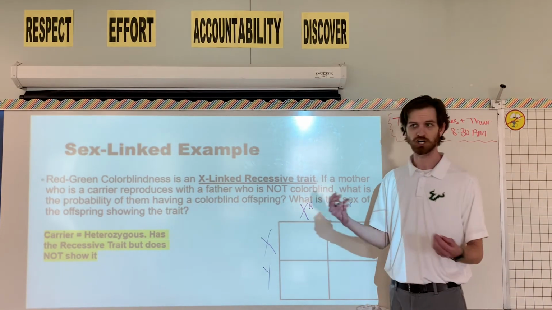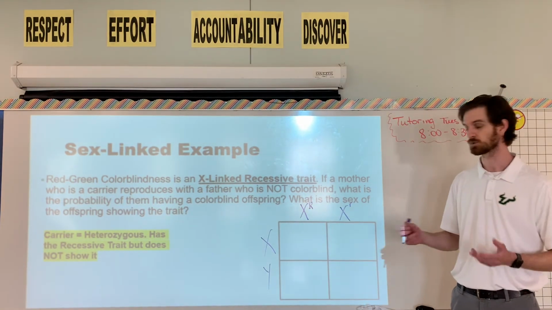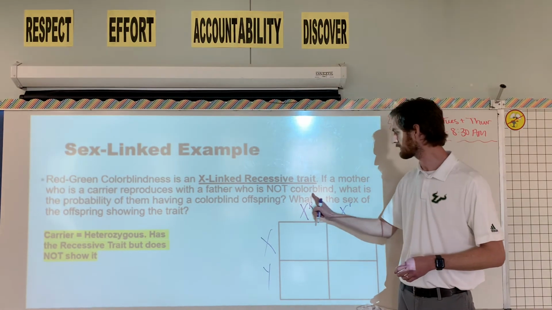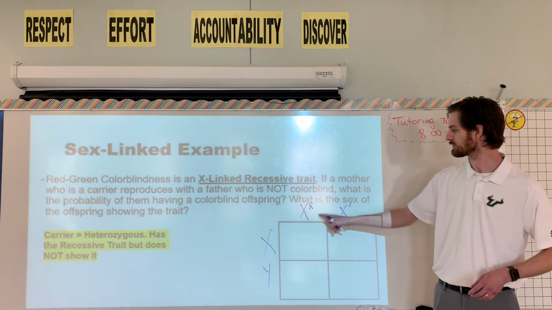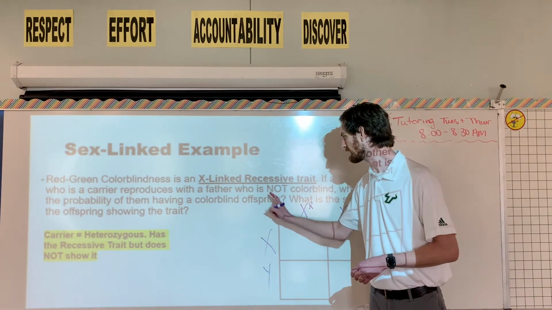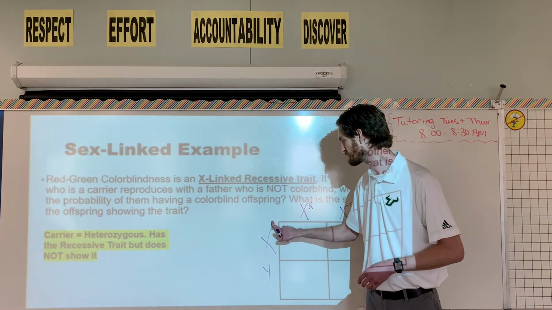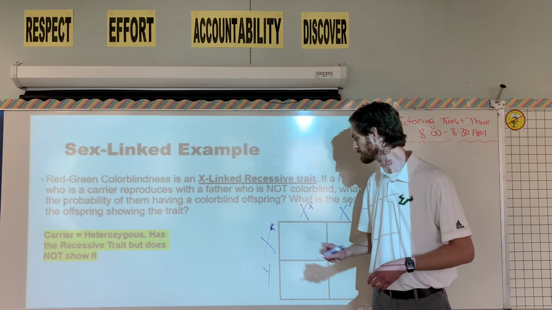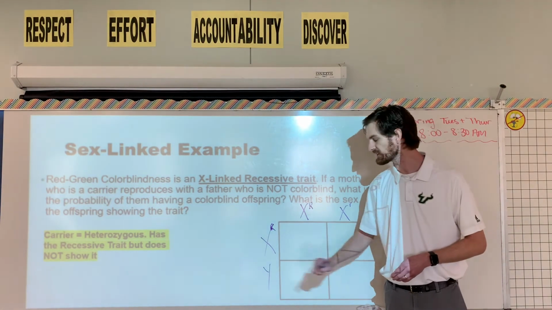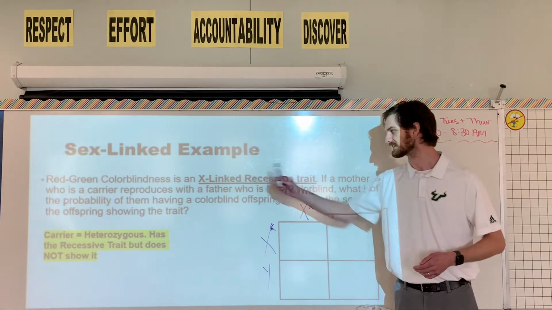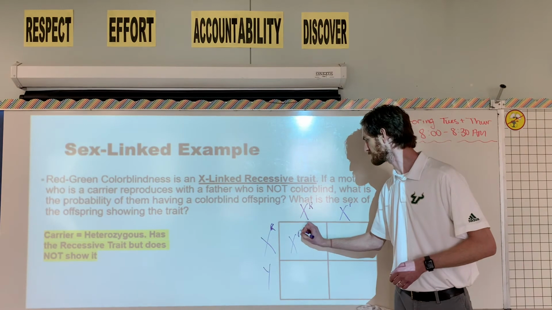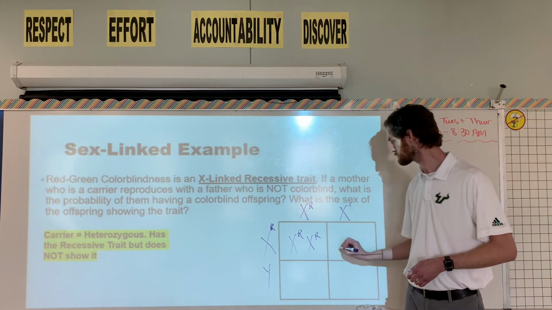And I picked the letter R because it's easy to tell between capital and lowercase. Okay? And then she has the dominant trait showing she's a carrier. So she's heterozygous here. Dad is not colorblind, so that means he has the dominant allele here and no recessive. Y doesn't get anything because this is an X-linked trait. So now you put the X's in there with their corresponding R's.